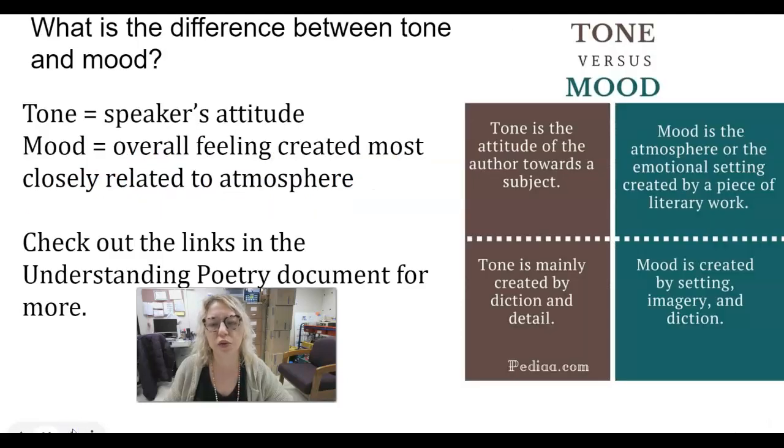What is the difference between tone and mood? The last understanding poetry question is about mood. Here's the key. When we're talking about tone, it's the speaker's attitude. When we're talking about mood, we're talking about an overall feeling, created mostly through the description of details and setting and evocation of mood. Mood and atmosphere are very closely aligned. Tone and mood, however, are not. They are very different. So it's important to know and understand the difference between those two.